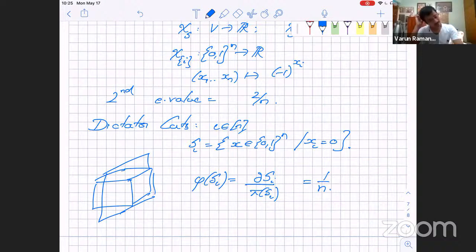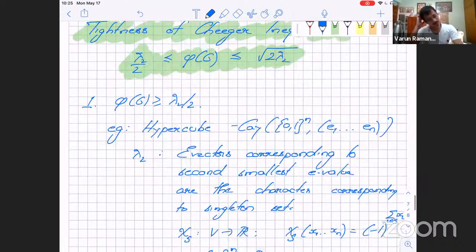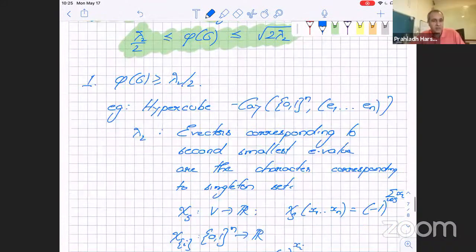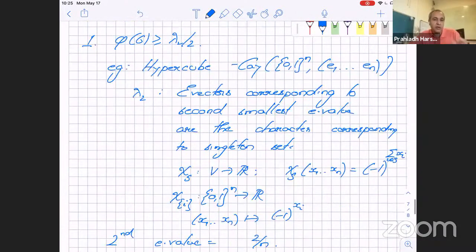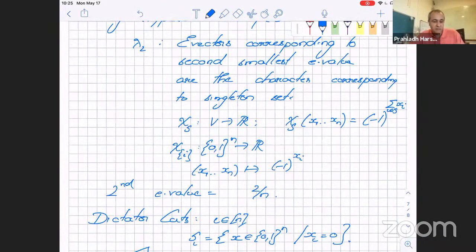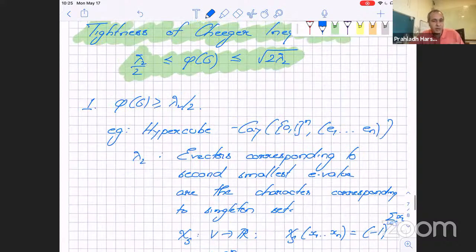And that gives you the tightness of this direction. This direction is actually tight, in fact up to the constant. The hypercube exhibits phi G greater than or equal to lambda 2 by 2. The second eigenvalue is 2 by n, and the minimum cut is actually the dictator cuts.